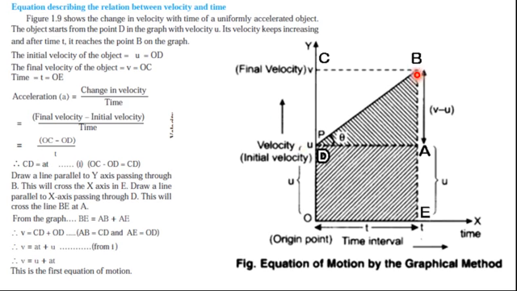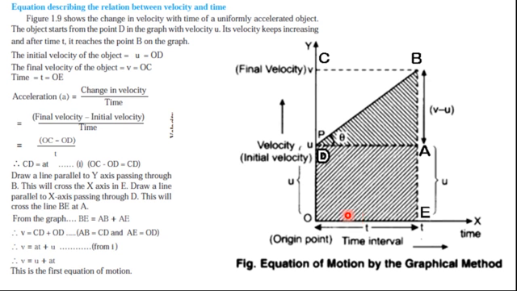The object reaches point B, and when it comes here, it is called the final velocity, that is v. So the initial velocity of the object is OD. This is the O, and this is the D. It is called u. The final velocity of the object is OC. See, this is OD and this is OC. This is the final velocity, and OE is the time.